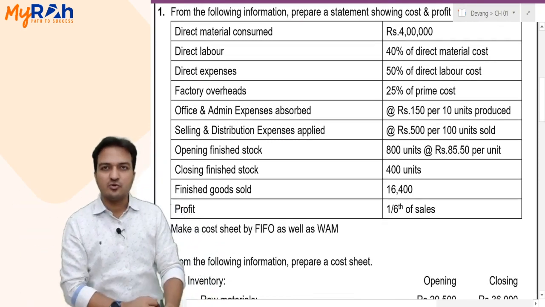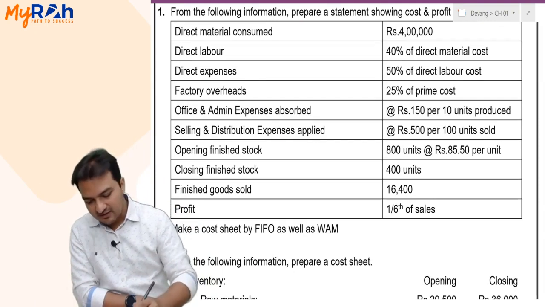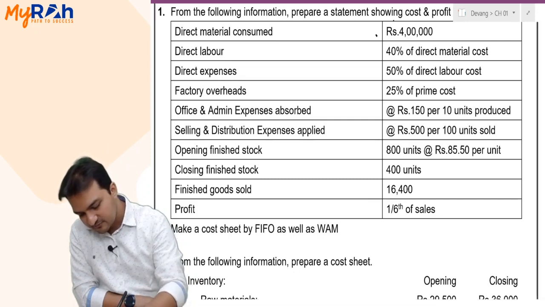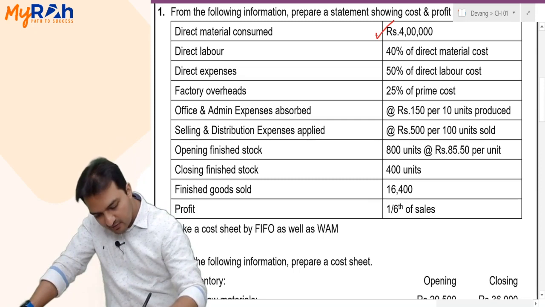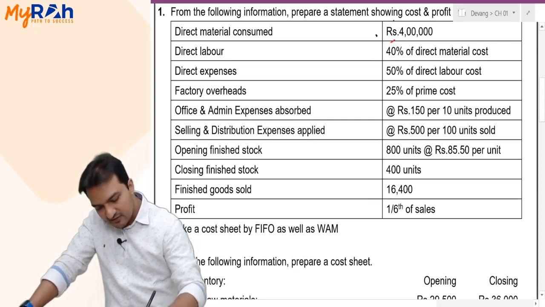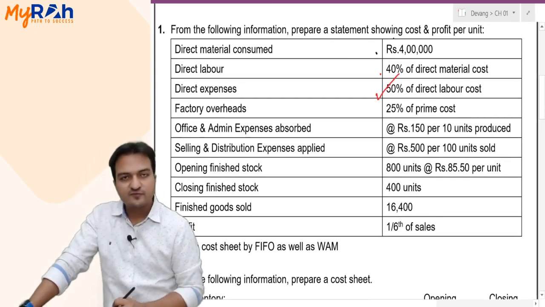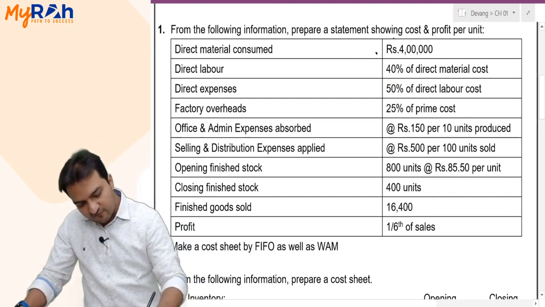This is how the question goes. You're supposed to make a cost sheet showing cost and profit and all. Now, first item, you see that direct material consumed is given rupees 4 lakhs. Okay, we'll start from there. Then direct labor is 40% of direct material cost. Direct expense is 50% of the direct labor cost.